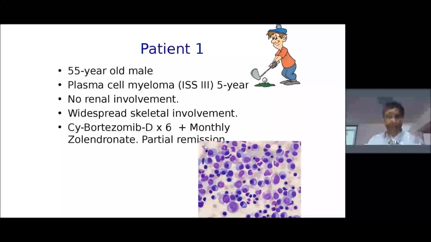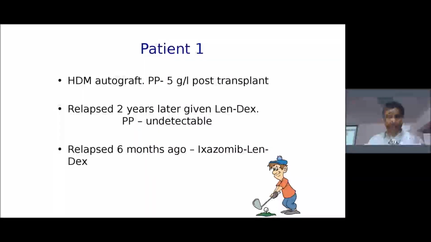This was a 55-year-old man, and he was diagnosed with multiple myeloma some years back. He had a lot of skeletal disease. He was given chemotherapy, right? So cyclophosphamide, bortezomib, dexamethasone, and he went into a remission, right? And he was actually playing golf, and he was very well.